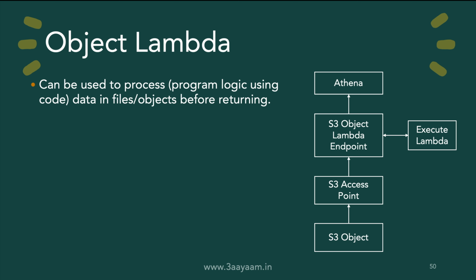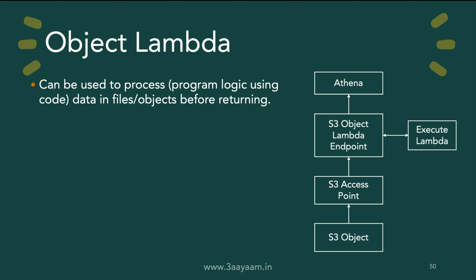Now, in this case, in this diagram, Athena is the client, and Athena is trying to read that object using the object lambda endpoint. Now, before returning the result set to Athena, the object lambda endpoint would execute the lambda function on all the records that are there in that object or that file.